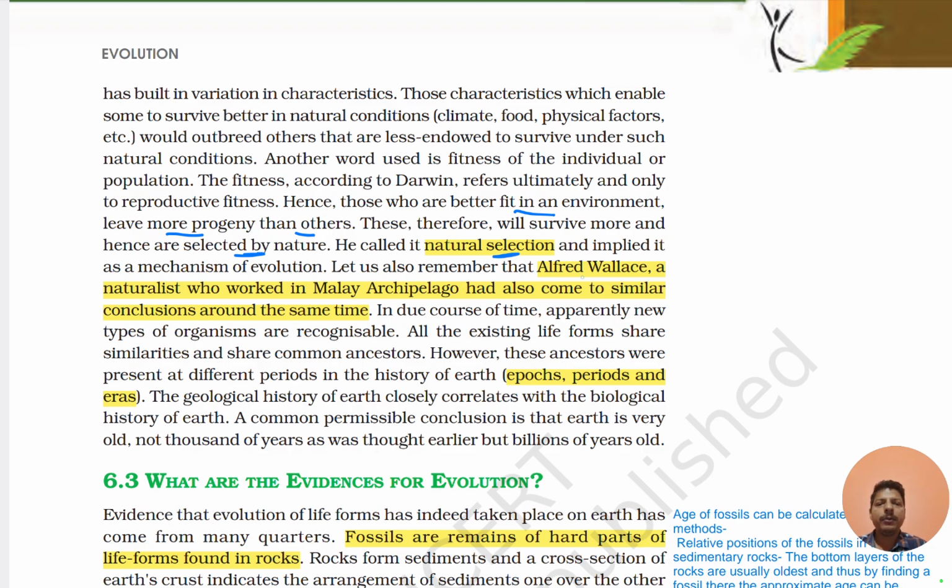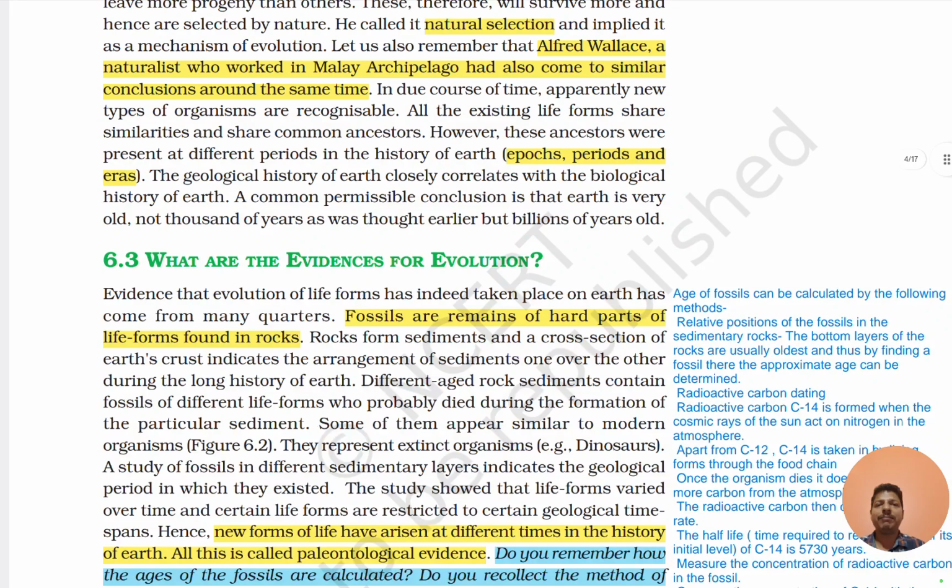And coming to Alfred Wallace, a naturalist who worked in the Malay archipelago, had also come to a similar conclusion around the same time. In due course of time, apparently new types of organisms are recognizable. All the existing life forms share similarities and share common ancestors. However, the ancestors were present at different periods in the history of Earth, that is epochs, periods and eras. Remember, epochs, periods and eras. The geological history of Earth closely correlates to the biological history of the Earth.